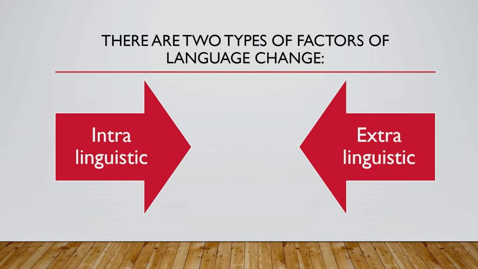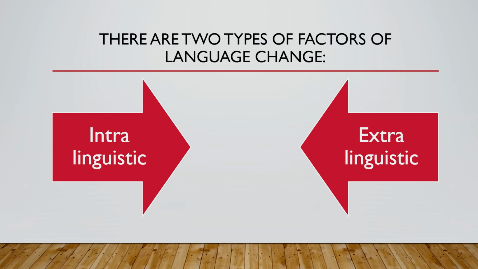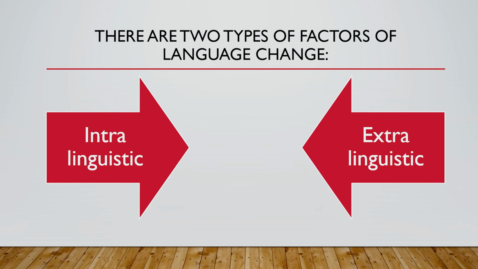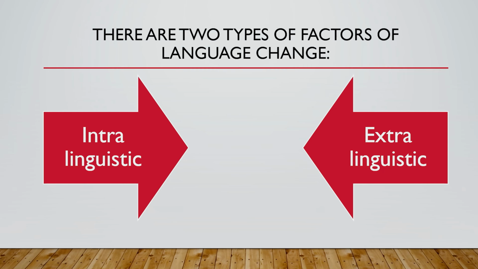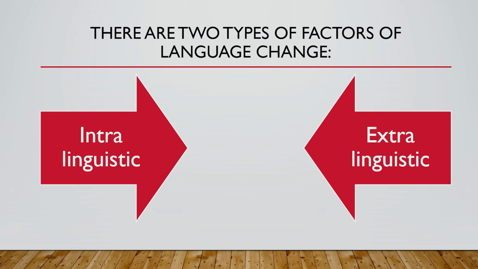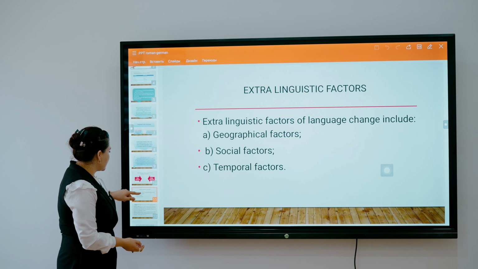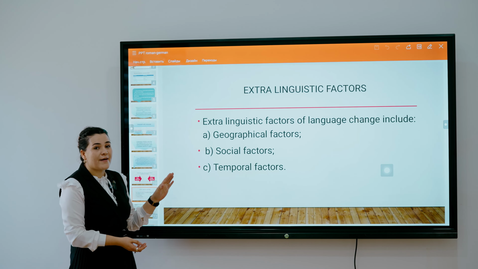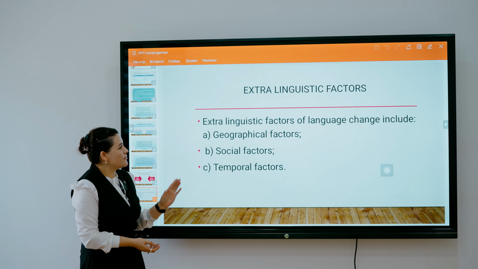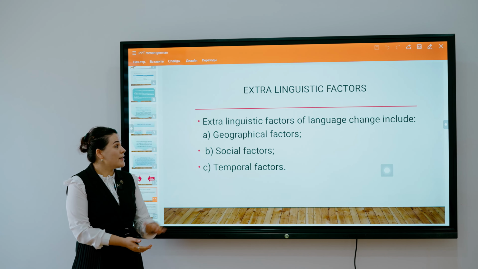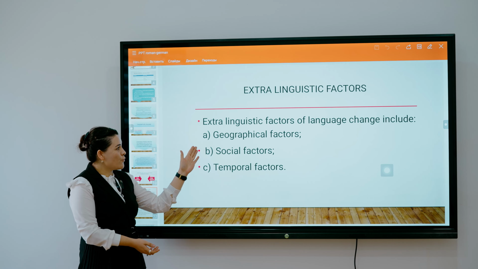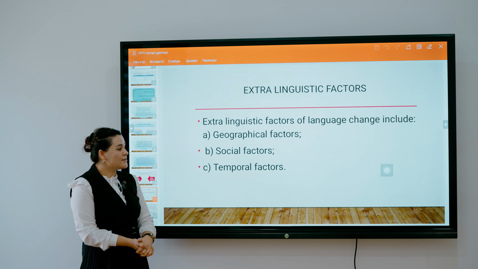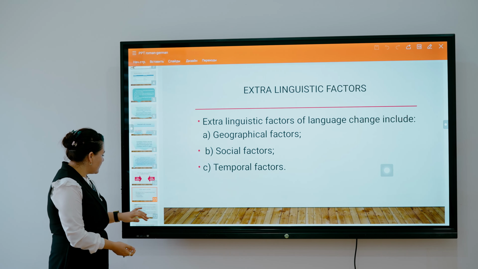And we should know about factors of language change. There are two factors of language change. The first one is intralinguistic factors, and the second one is extralinguistic factors. First of all, extralinguistic factors include three of them: A, geographical factors; B, social factors; and the last one, temporal factors.